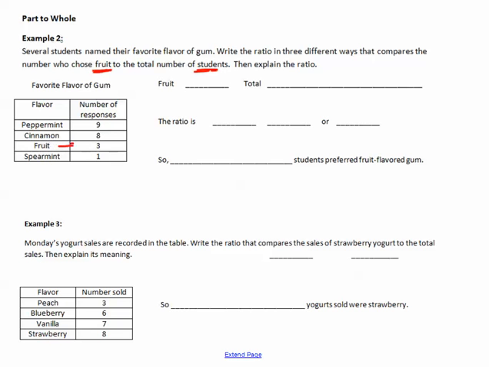So if you look here, I've got 3 fruits. 3 people like fruit gum, and then the total. So for the total, I need to add up all of those. So that's 17 plus 3, 21. So total of 21. All right. So the ratio would be a 3 to 21, but I need to simplify that. So that's a 1 to 7.